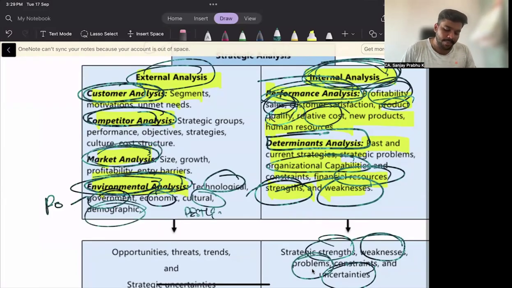Then you have to look at the market. What is the market size? What is the market growth? What are the entry barriers? These are external. Whenever I'm going to start a business, what is the entry barrier? I have to see.